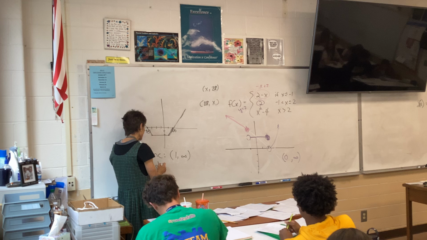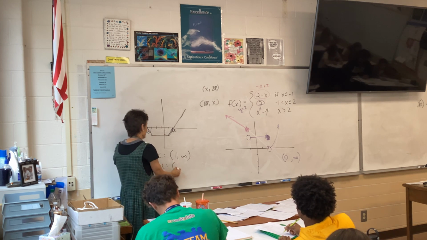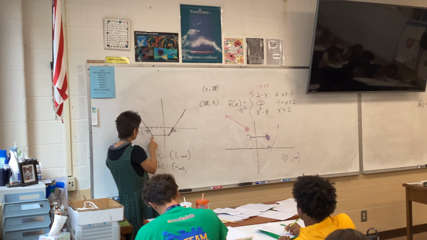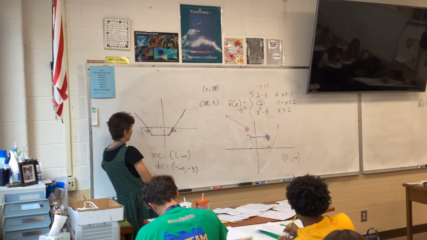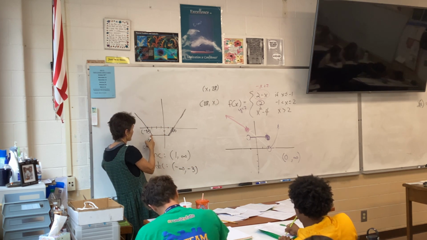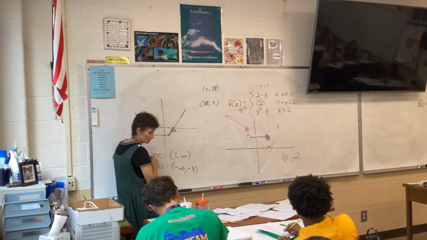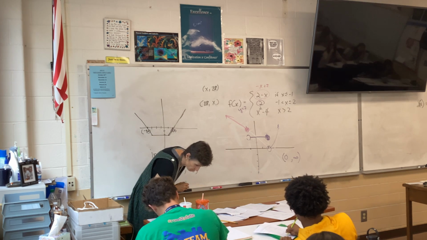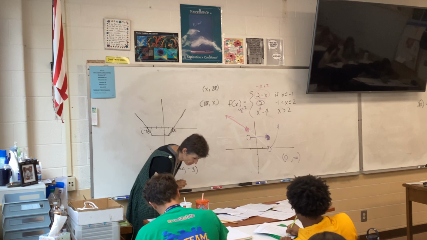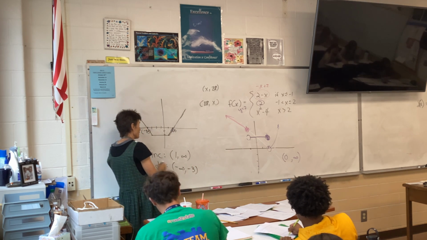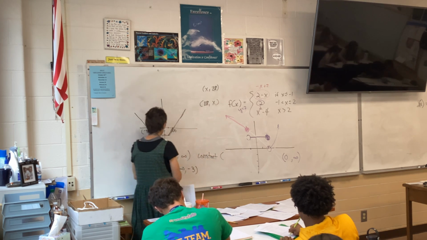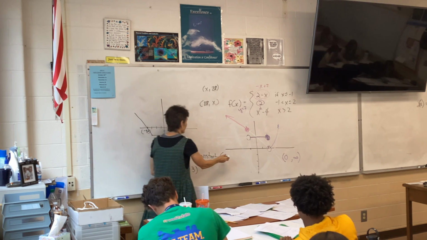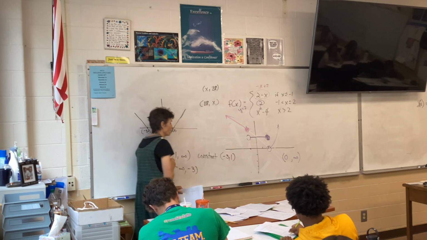Alright, where's it decreasing? Negative infinity down to here, which is -3. Right? I think it's -3. And then where am I constant? -1. It's just a horizontal line.